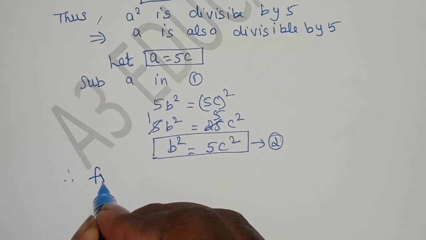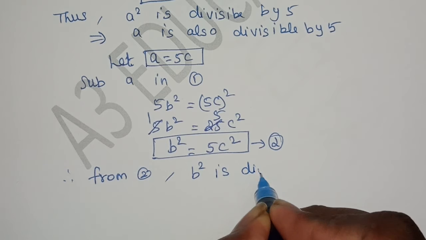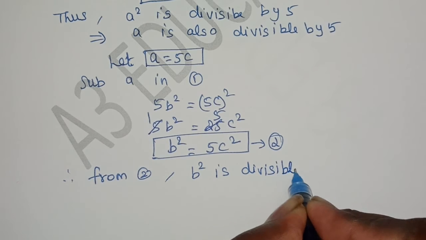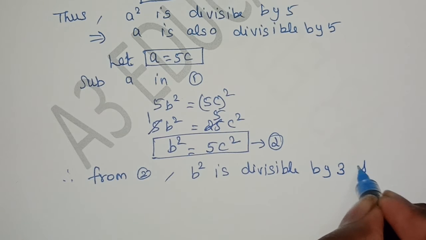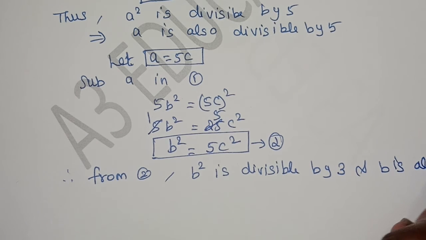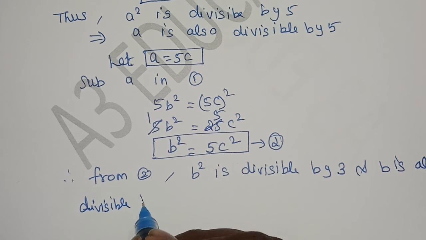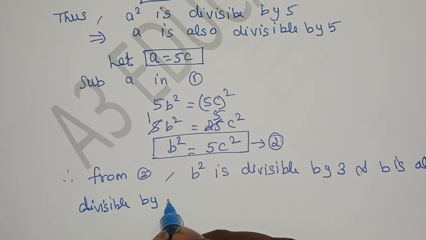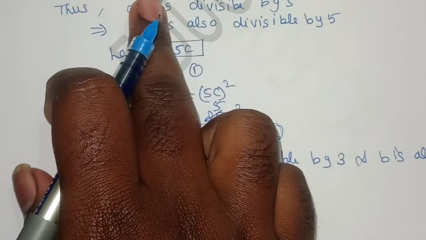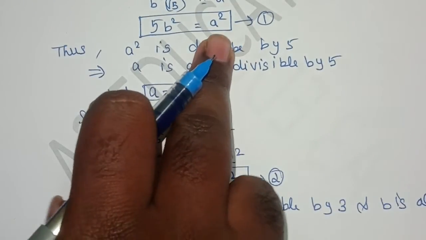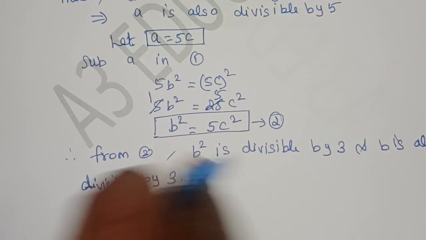Therefore from 2, b square is divisible by 5 and b is also divisible by 5. Just as a is divisible by 5, b square has 5 on this side, therefore b is also divisible by 5.